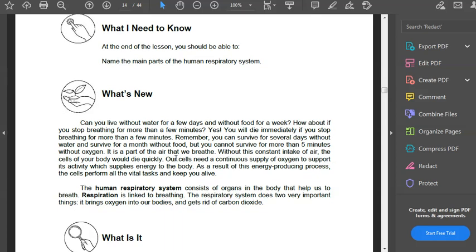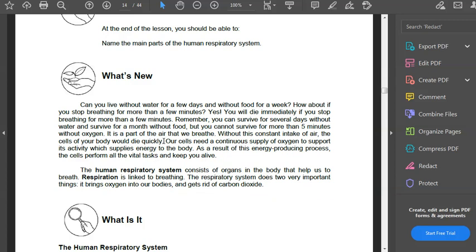Here, the question is, can you survive without water or food for a week? But if you do not breathe for a few minutes, yes, you will die. You can survive several days without water and survive for a month without food. But you cannot survive for more than 5 minutes without oxygen. So this is very important.